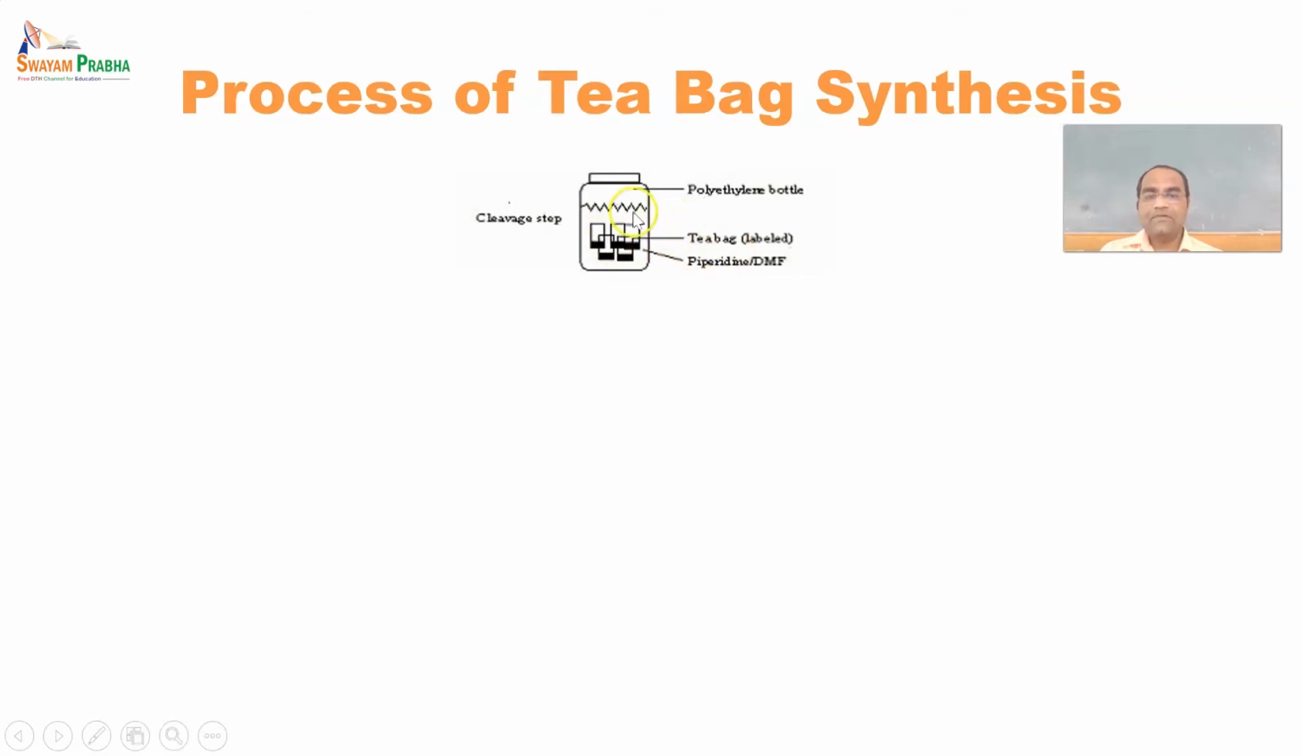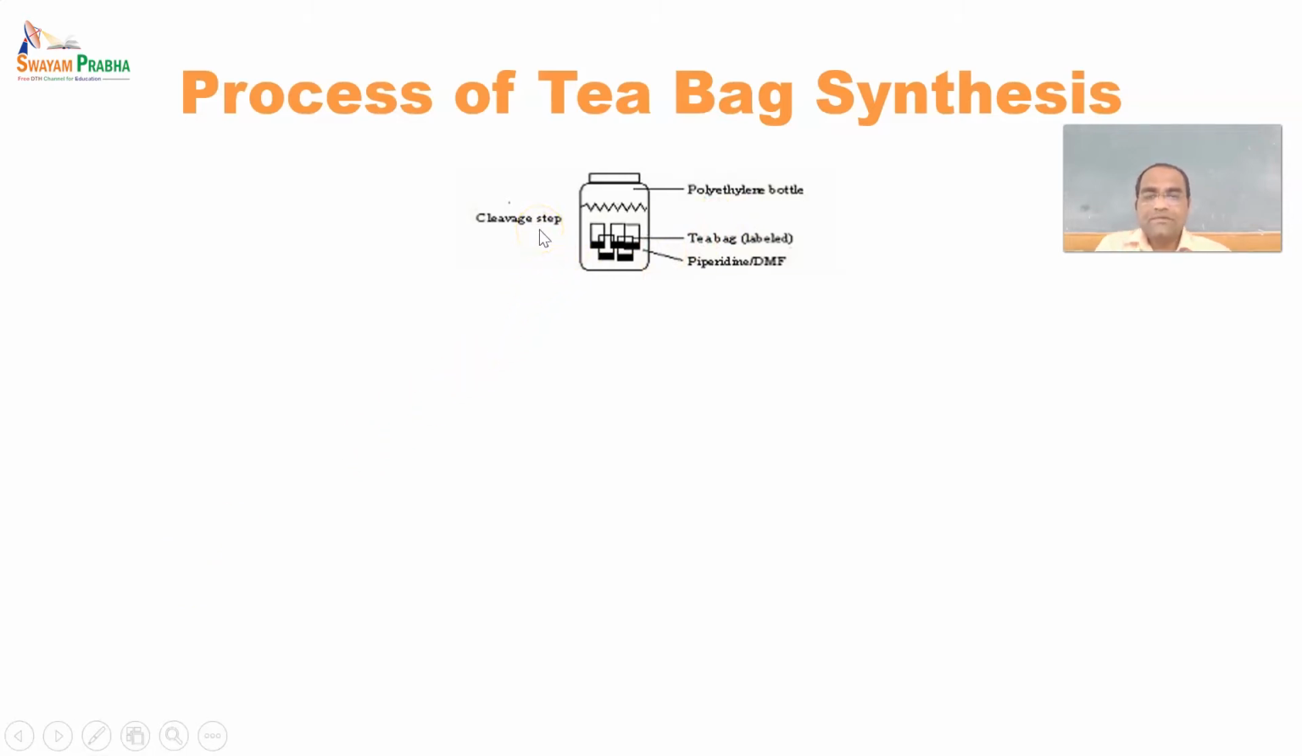linked. After that, we also know what kind of amino acid solution is present in the bag or in the bottle, and what kind of linkage it will form. So it has already been predetermined, and it is easy to identify because these tea bags are labeled. So the first step is cleavage.